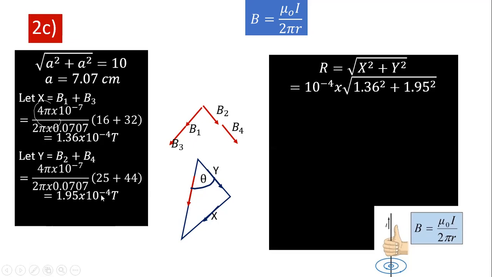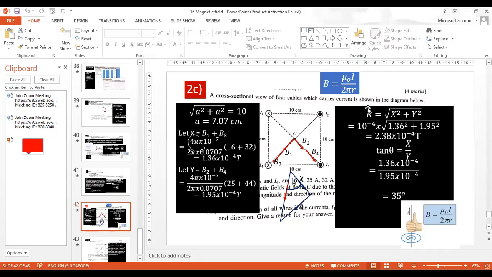Okay, I take the common factor out, 10 to the power minus 4 out. So it's 1.36 square, 1.95 square. Got that? Then you can use whatever you want to calculate X and Y or R. Here's your R. Let me just rewrite that R in there. How come I didn't put it inside there?